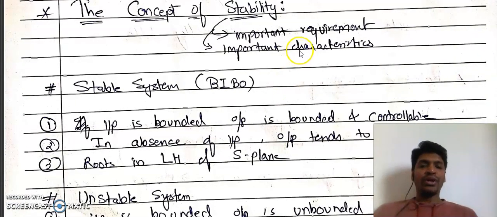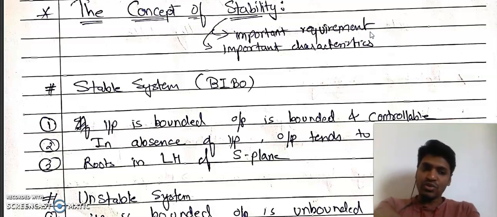Yes. For any system, stability is a very important requirement, and we can also find out the important characteristics of the system by using the stability concept, right? So first of all, let us understand what stability is, what a stable system is. In the previous chapter we have seen the damped response, undamped response, then critically damped response, and so on. So let us see what the stable system is, right?